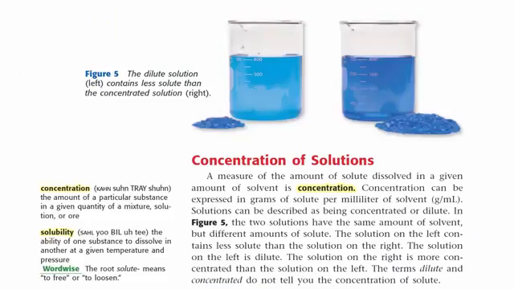Concentration of solutions. A measure of the amount of solute dissolved in a given amount of solvent is concentration. Concentration can be expressed in grams of solute per milliliter of solvent, or grams per milliliter. Solutions can be described as being concentrated or dilute. In Figure 5, the two solutions have the same amount of solvent but different amounts of solute. The solution on the left contains less solute than the solution on the right. The solution on the left is dilute. The solution on the right is more concentrated than the solution on the left. The terms dilute and concentrated do not tell you the concentration of solute.